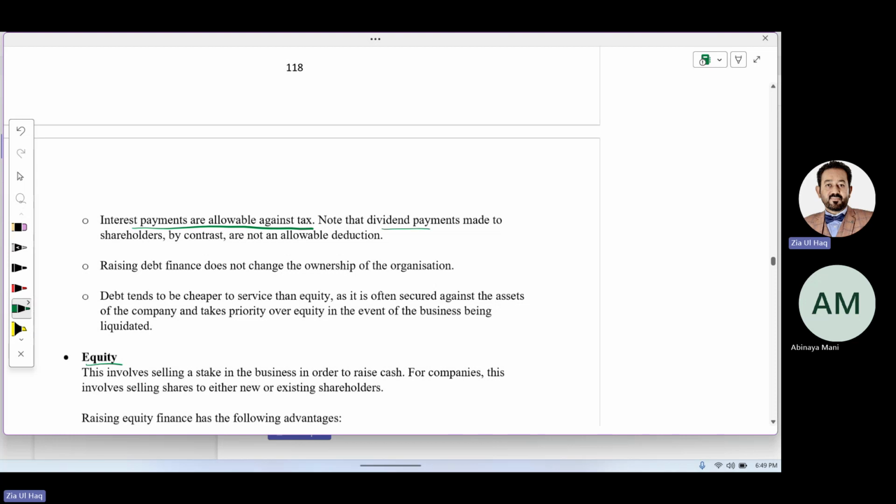Note that dividend payments against equity, meaning shares, are made to shareholders. We never record a dividend as an expense while calculating profit. Payments made to shareholders, by contrast, are not an allowable deduction, meaning there is no tax benefit on dividends.